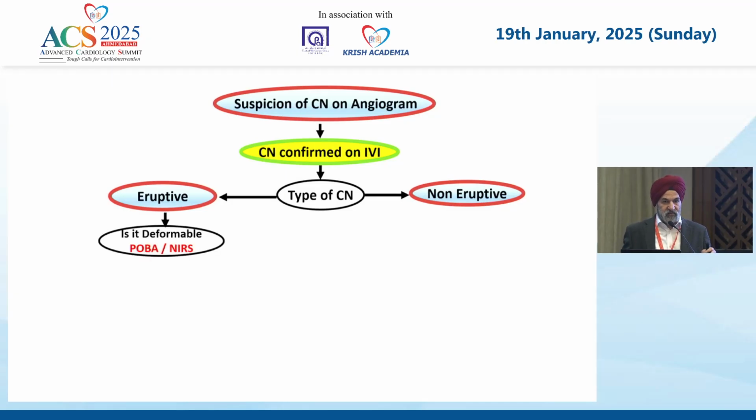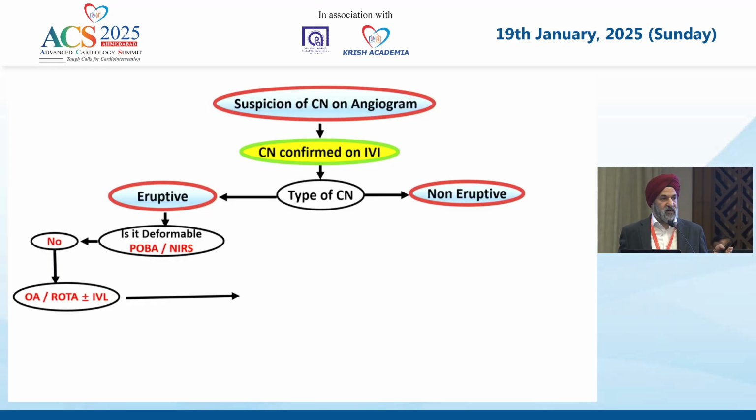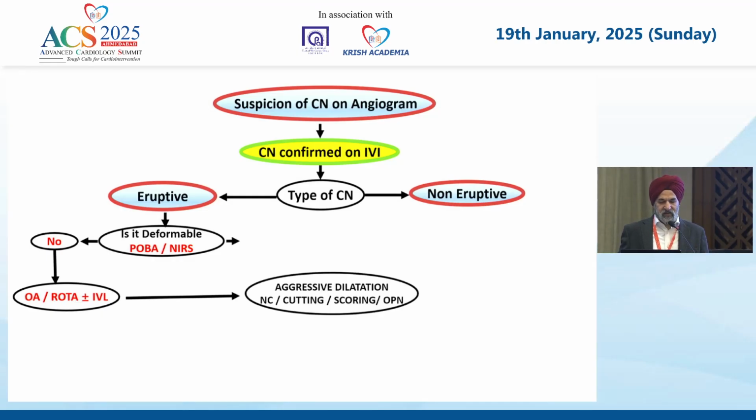If it's an eruptive nodule, the first question is, can you deform this nodule? Or if you have the facilities of IVUS NIRS, you'll apply it to look at the character of this nodule. I'll give you case examples. If you cannot deform the nodule, you will have to rely on atherectomy tools plus or minus IVL, and thereafter aggressive dilatation has to be done. If you can deform, nothing else is required. It's a deformable eruptive nodule. You just do aggressive dilatation and stenting.